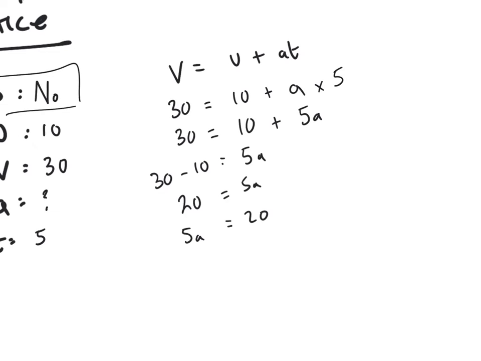Now to get a on its own, I need to divide both sides by 5. So a becomes 20 over 5. And that's going to give me an answer of 4 when I put it into the calculator. And don't forget the units, because it's acceleration. That's going to be meters per second squared. And you can also write that meters per second squared minus 2.